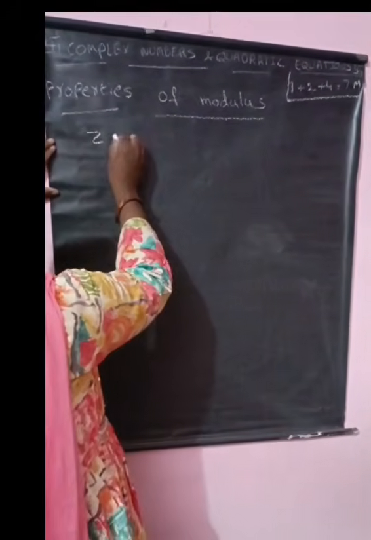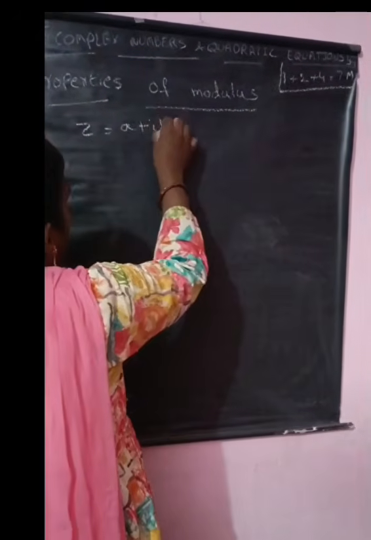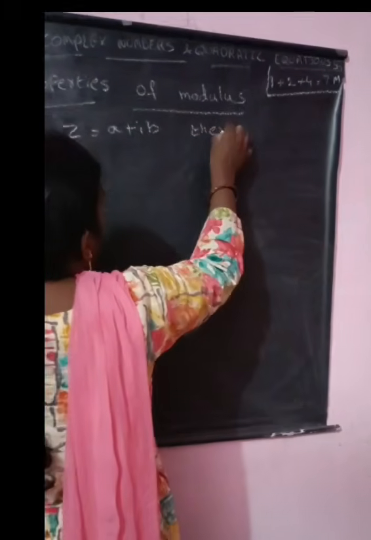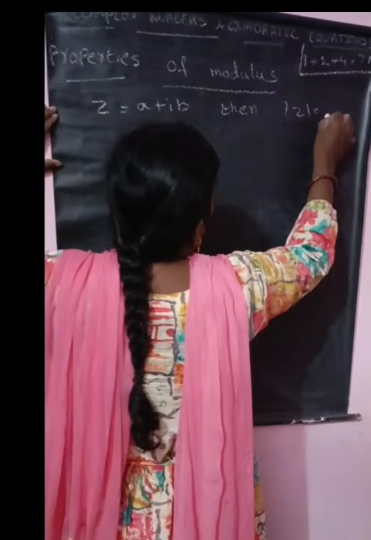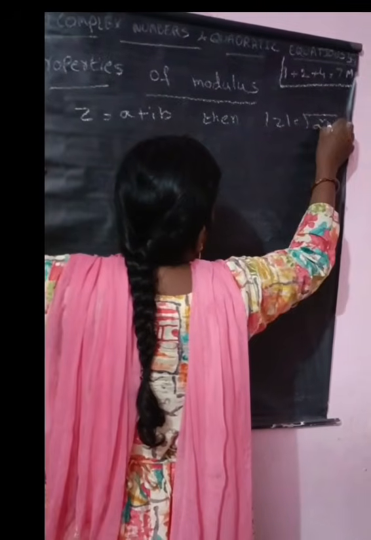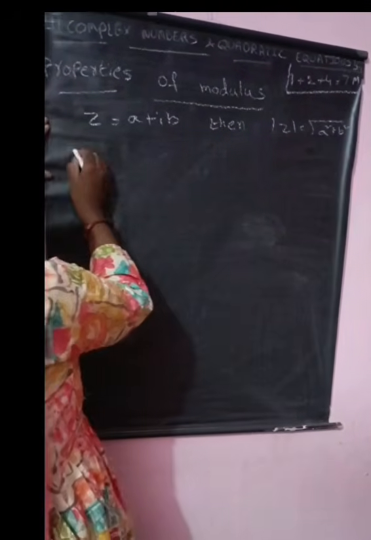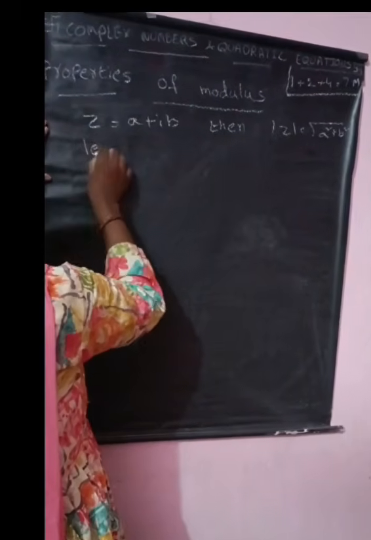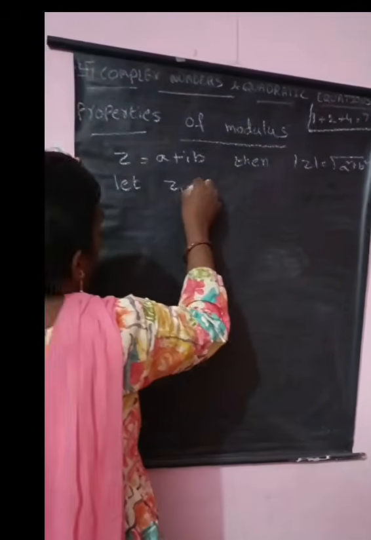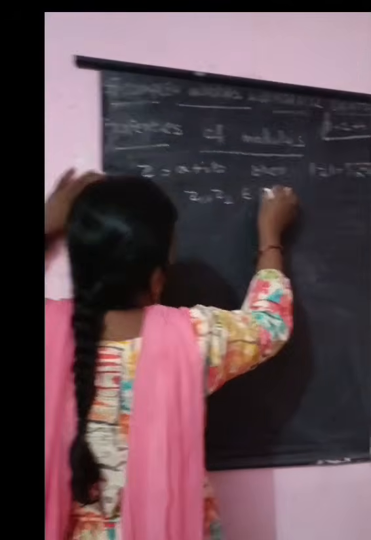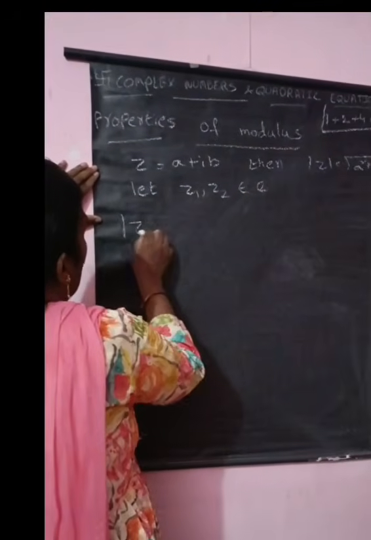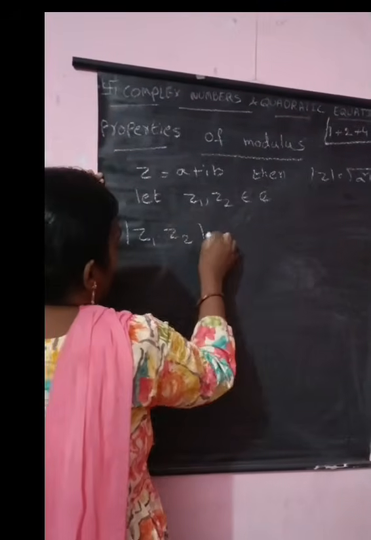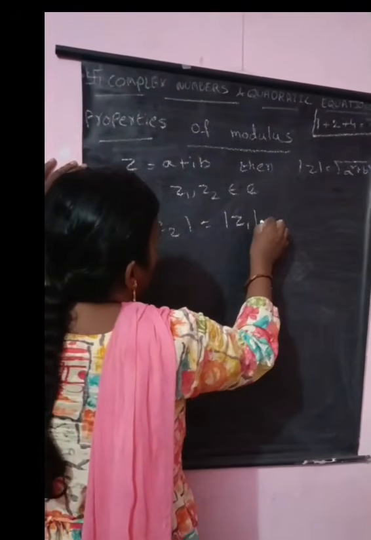If z equals a plus ib, then mod z equals the square root of a squared plus b squared. Now take two numbers. Let z1, z2 belong to the complex numbers C. Then mod of z1 times z2 equals mod z1 times mod z2.